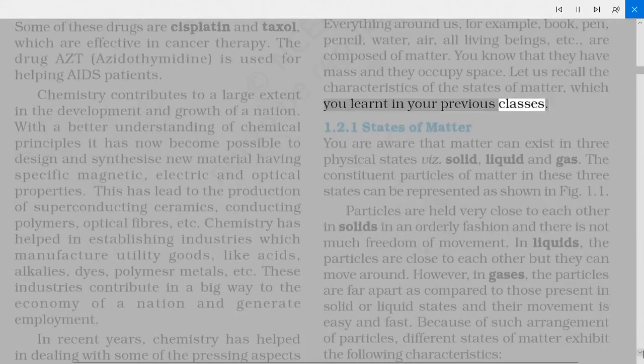Because of such arrangement of particles, different states of matter exhibit the following characteristics: 1. Solids have definite volume and definite shape. 2. Liquids have definite volume but do not have definite shape. They take the shape of the container in which they are placed.